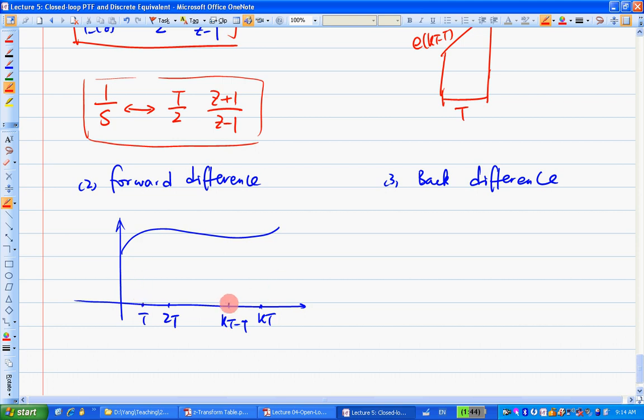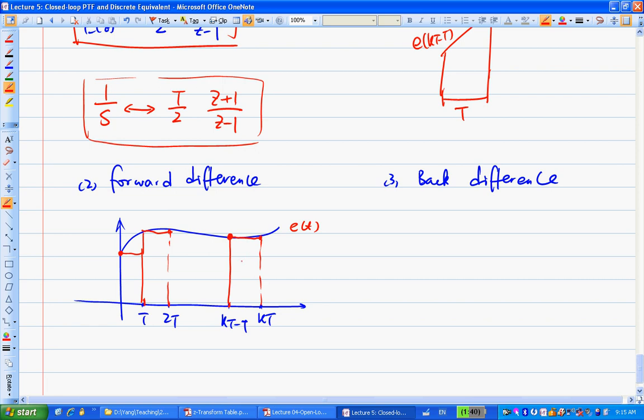For forward difference, here is the value at KT minus T. Then you draw a horizontal line up to this KT moment. This line doesn't necessarily intersect the original curve, which is E of T. That's called forward difference. So from here to T, and then from T to 2T. The area will be this rectangle's area plus this rectangle's area plus this rectangle's area, until the end. That's the way to approximate the area.